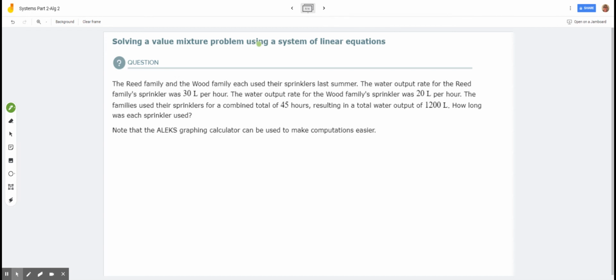Solving a value mixture. Okay, value mixtures are really interesting. They're sort of just, again, organization. That's probably the best thing you can do, is just start writing down information and then organize it. The Reed family and the Wood family each used their sprinklers last summer. The water output for Reed is 30 liters per hour. The water output for the Wood was 20. Okay, they used a combined total of 45 hours, resulting in a total water output.